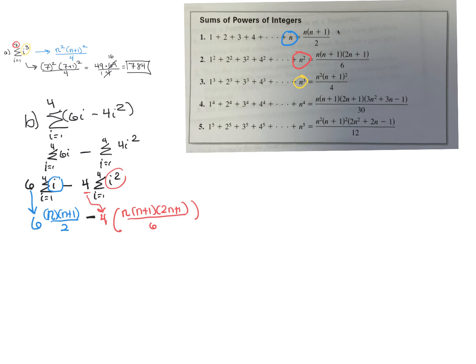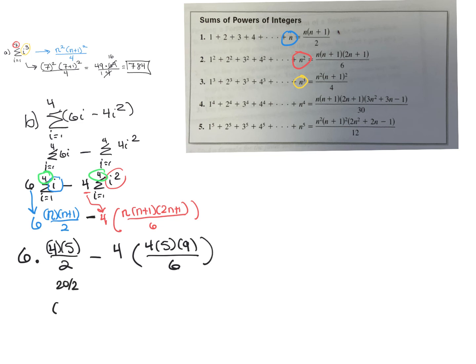So my n is this 4 up here, the top index. So all of my n's need to become 4s. So I have 6 times 4 times 5 over 2 minus 4 times 4 times 5 times 2 times 4 is 8, plus 1 more is 9, all over 6. Okay, so this is going to be 20 over 2, which is 10. So I have 6 times 10 minus 4. Let's see what I can reduce to.